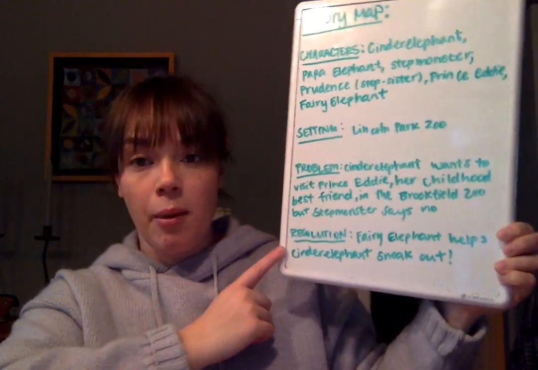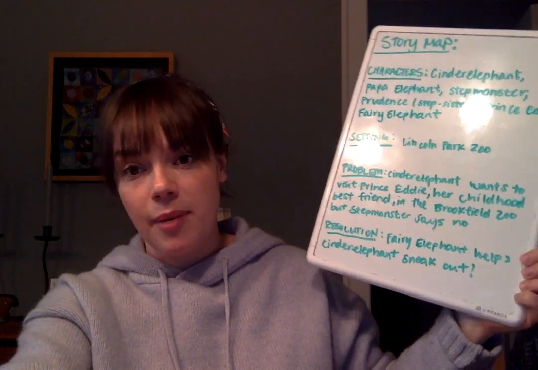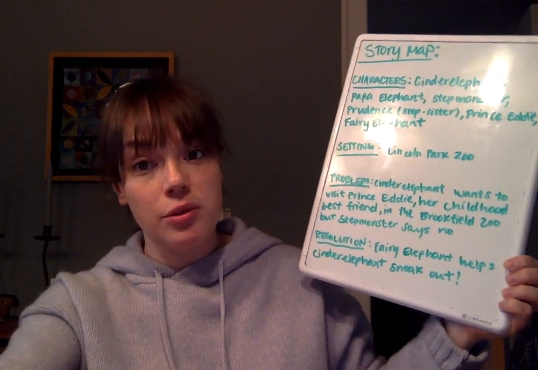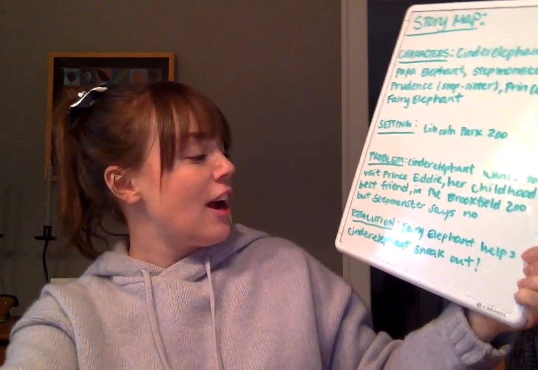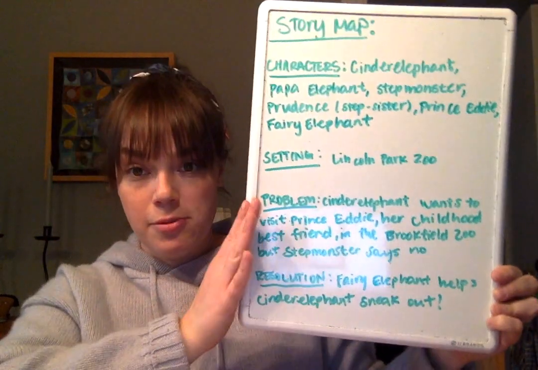And then I came up with a resolution as well. To remind you, resolution is a solution to the problem. So I said that the fairy elephant, her fairy godmother, helps Cinderella sneak out. Now, that's not a full story, right? It just tells us who the characters are, what the setting is, a brief overview of the problem, and a brief overview of the resolution. However, we know that in Cinderella stories, a lot more than that happens, right? So this is going to be a time for you to be totally creative and come up with all those pieces in between.